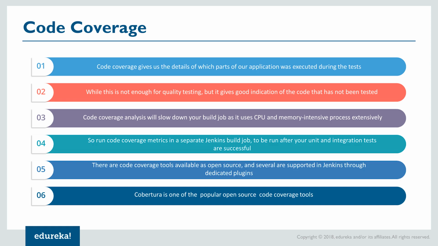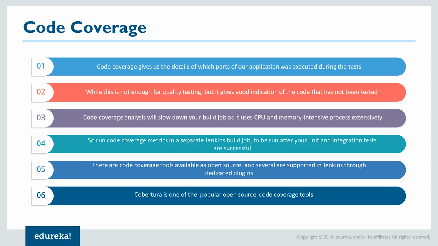Now, when you run the tests, it is very important to understand how much of that code is being used, whether you are able to cover 20%, 30%, or 100% of the code. The larger the amount of the code base you can cover, the better your tests will be, and the more robust your code would be. While this is not enough for quality testing, it gives a good indication of the code that has not been tested. Code coverage analysis will slow down your build job.